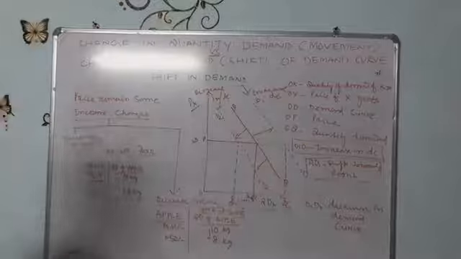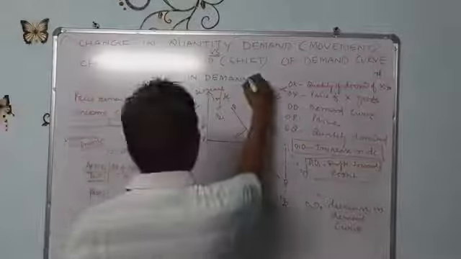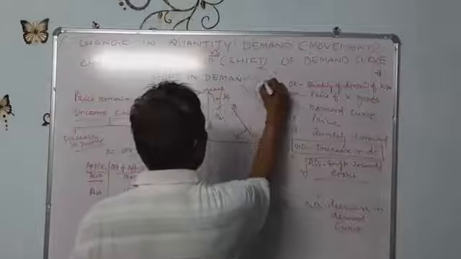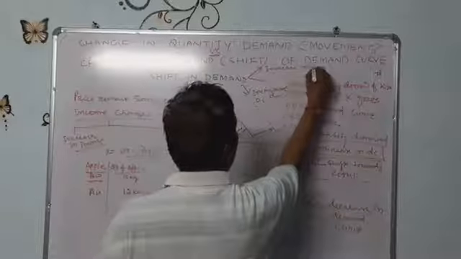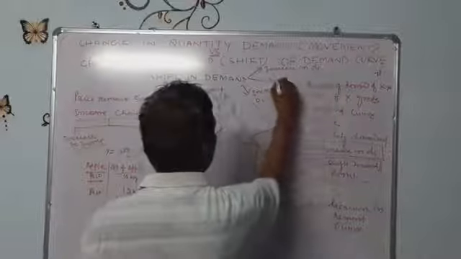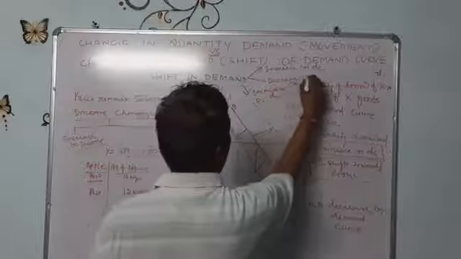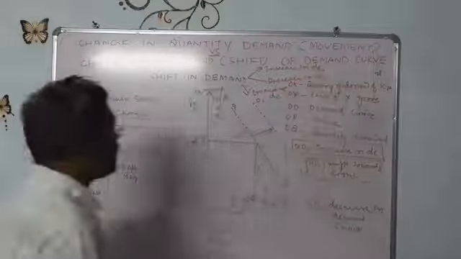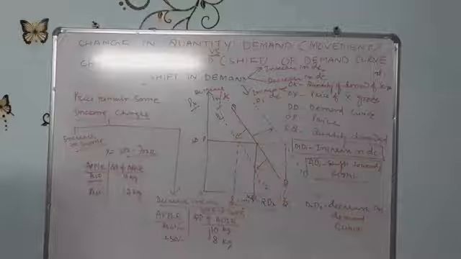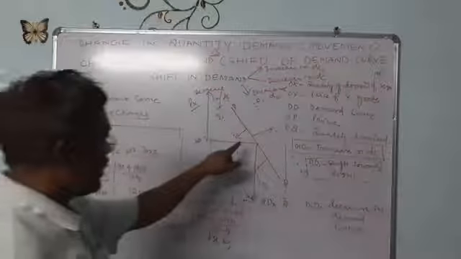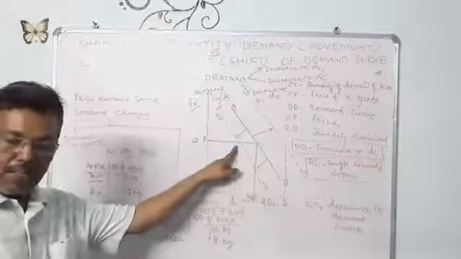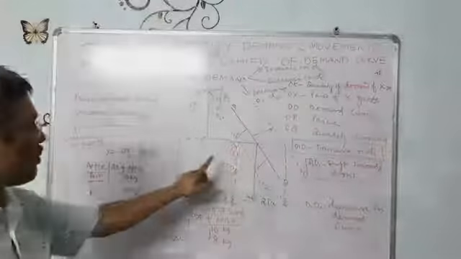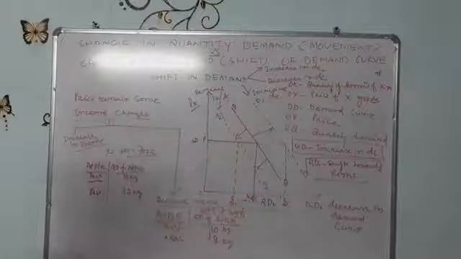The shift in demand is divided into two parts: one is the increase in demand curve, another is the decrease in demand curve. The increase in demand curve shifts toward the right and the decrease in demand curve shifts toward the left. This is the difference between increase in demand and decrease in demand.